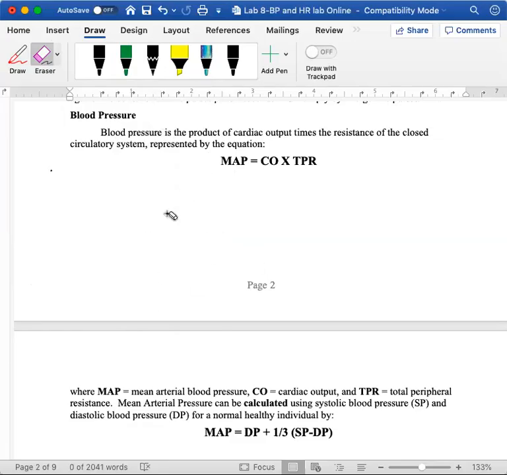So the theory behind this: your mean arterial pressure is dependent on your cardiac output times your total peripheral resistance. So when you think of mean arterial pressure or blood pressure, you should think of what the heart is doing, which is your cardiac output, and what the blood vessels are doing. That's your total peripheral resistance. Cardiac output is dependent on, and we'll cover this in lecture, heart rate times stroke volume.